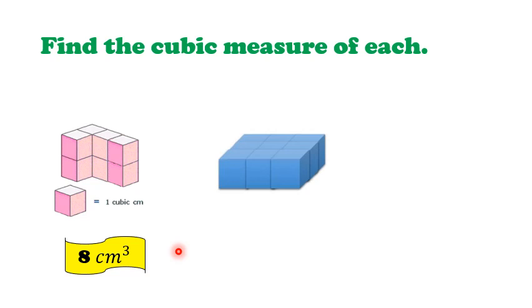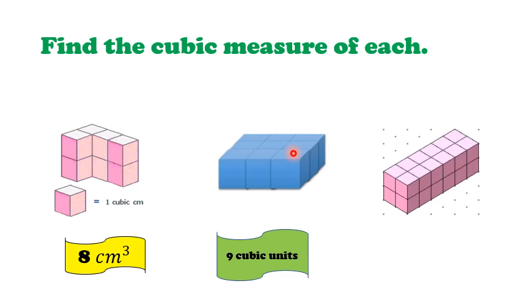Look at example number 2. I have a solid figure, and this solid figure, I want to find the volume. Now I will start to count the cubic units. Let's start to count with me. I have only one row, so I'll count 1, 2, 3, 4, 5, 6, 7, 8, 9. So the volume equals 9 cubic units.